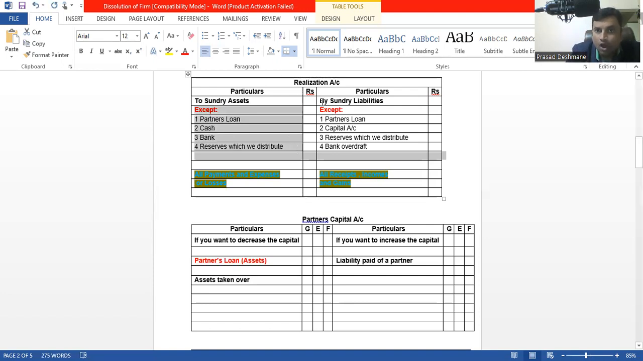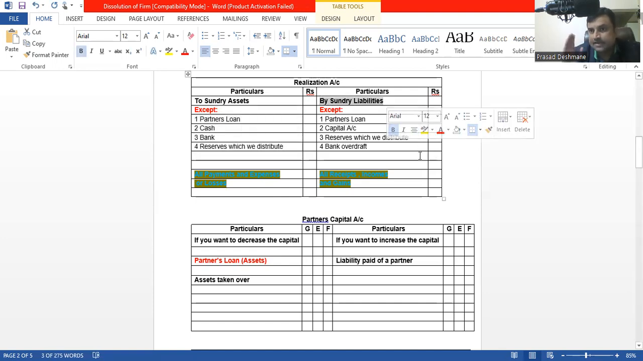Similarly, all liabilities we record in the realization account on the credit side, under the heading 'By Sundry Liabilities'. Again, there are 4 exceptions. Which are the exceptions? Partners loan, capital account, reserve which we are going to distribute, and the bank overdraft. These 4 things we are going to exclude.